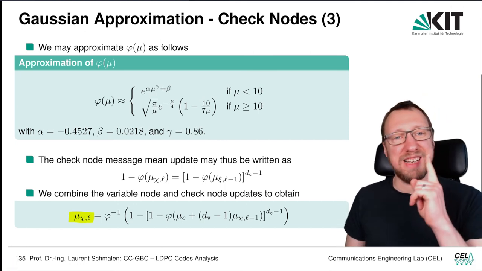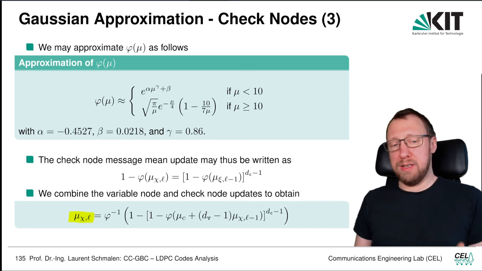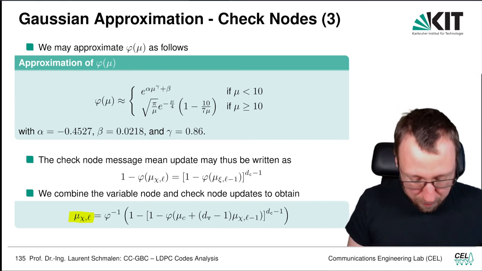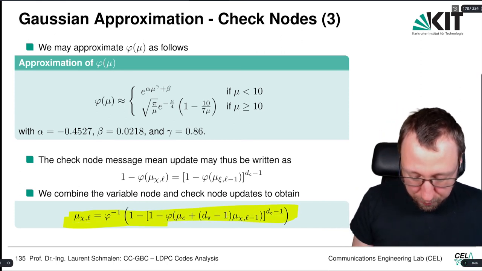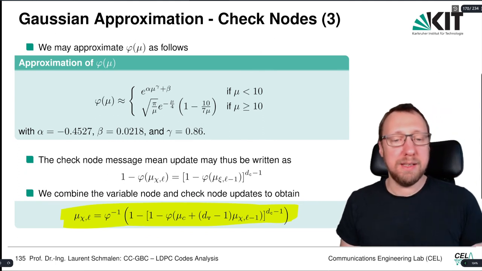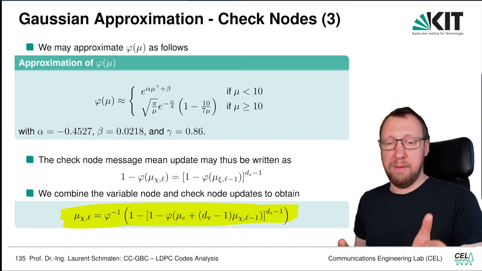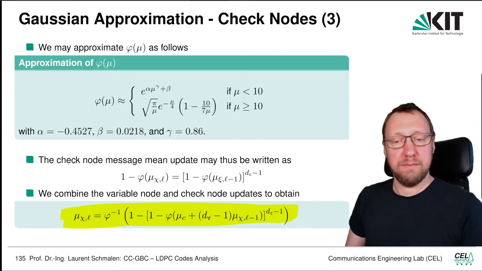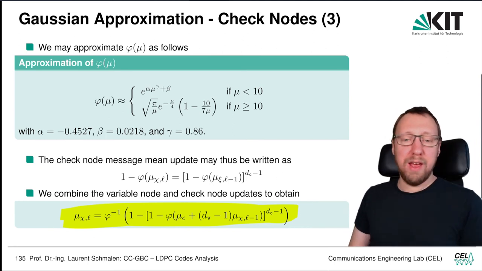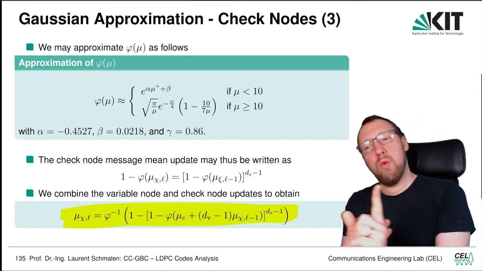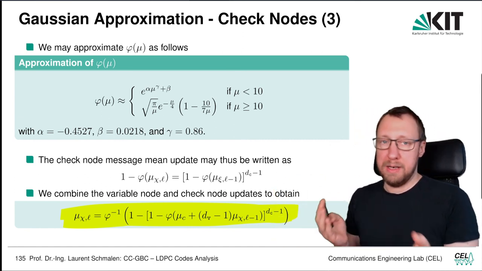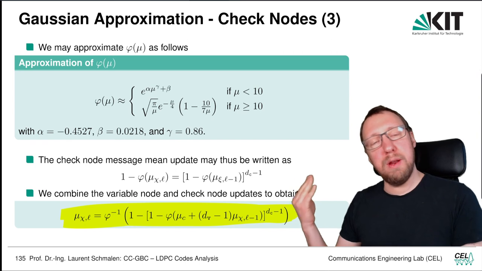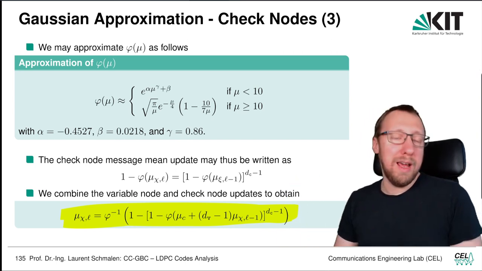For the binary erasure channel, we looked at xi. Now we look at chi because it's a little bit simpler, but that's how we get our update equation. So we have mu chi L is equal to phi to the power minus 1 of 1 minus phi of mu c plus dv minus 1 times mu chi at iteration L minus 1, to the power dc minus 1. And with this, we can check if for certain parameters, this mu chi will converge to plus infinity. And if it does so, we know that our code will be able to decode because the messages get extremely reliable, in fact infinitely reliable.